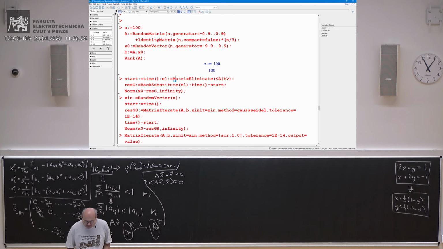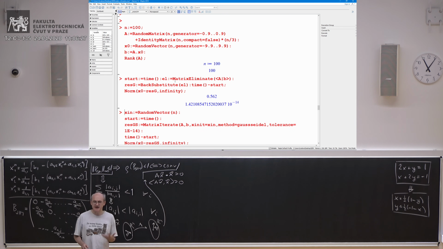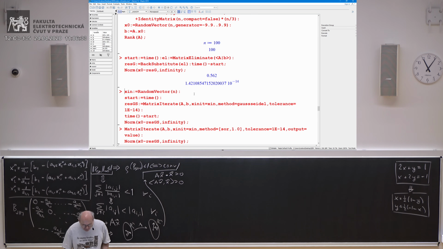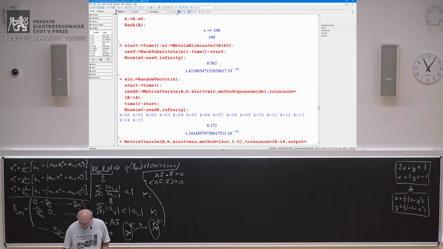So here we go. First, elimination. It's a 100 by 100 matrix. Elimination lasted half a second, and the error is 10 to negative 14. Now, let's have a look at Gauss-Seidel iteration. Gauss-Seidel iteration lasted 0.2 seconds, which is about 1/3 of the time of the elimination, roughly. The solution which it produced has a comparable error, and just out of curiosity, it took 15 iterations.